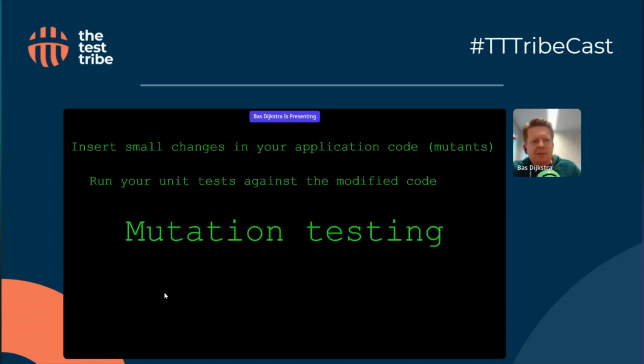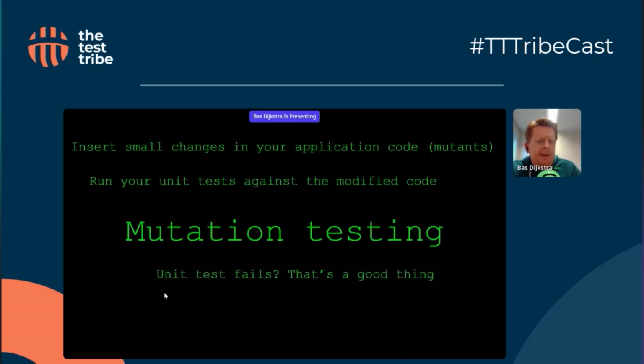You then run the unit tests, well, it says unit test here. It can really be any type of tests, but it's just computationally most efficient to do it with unit testing. But the concept works for other types of tests as well. So run your tests against the modified code. And if a change is detected by at least one of your unit tests, that's a good thing because it means your unit tests picked up on a change.